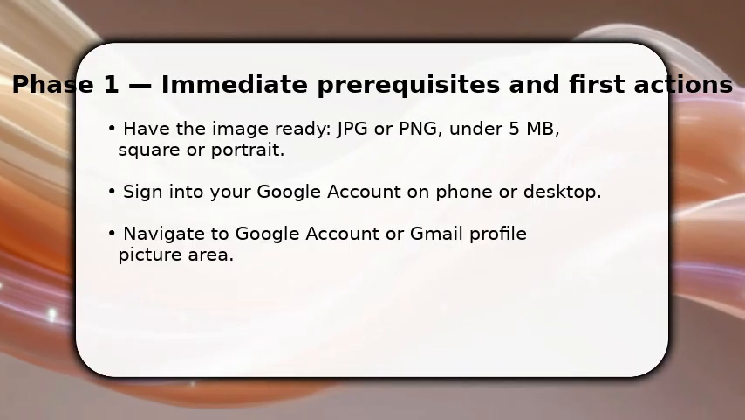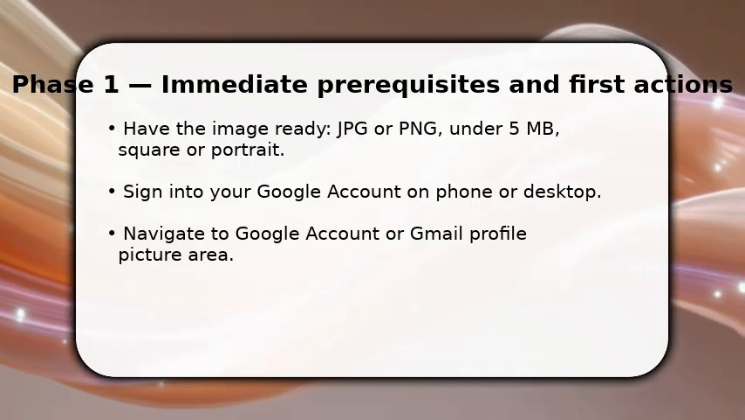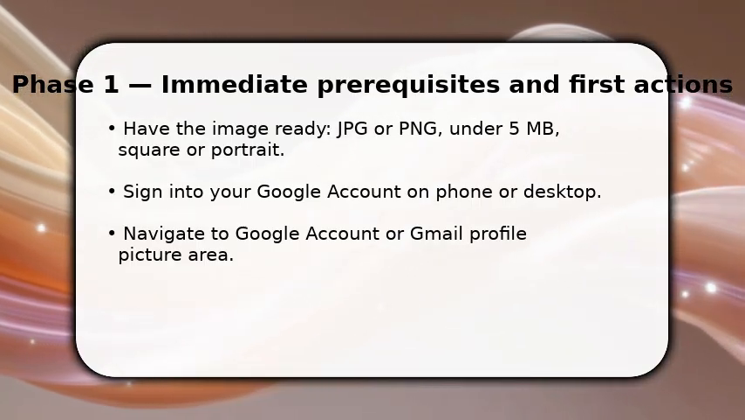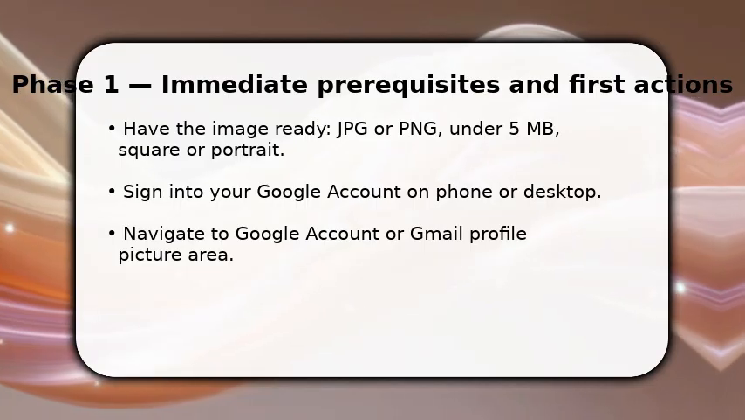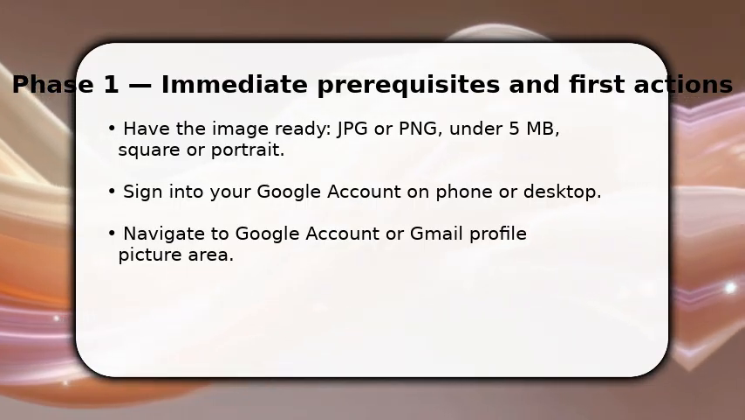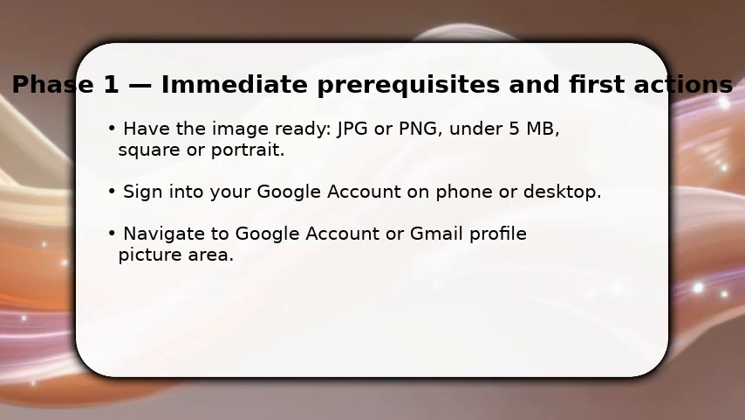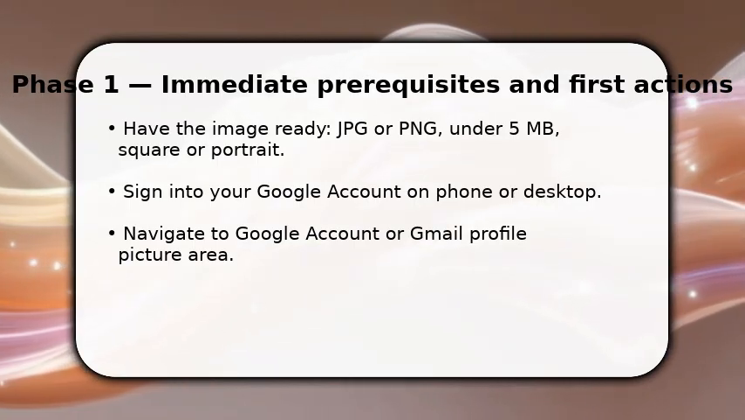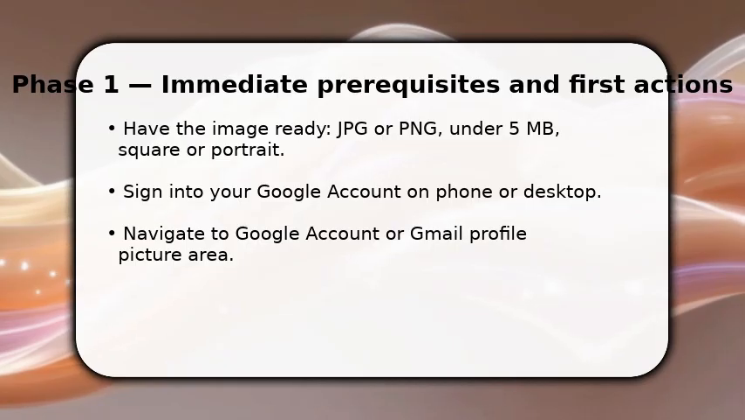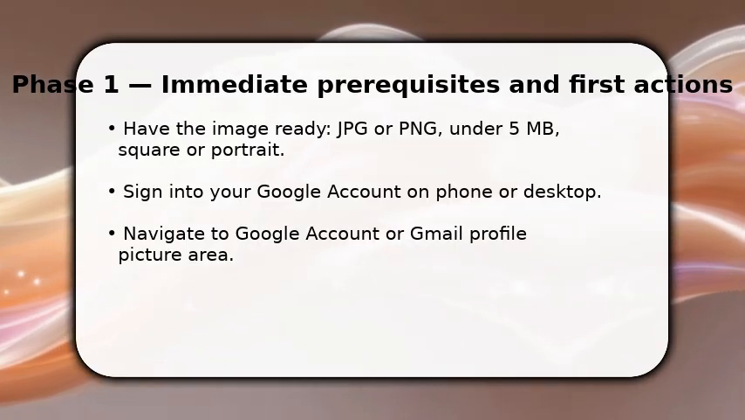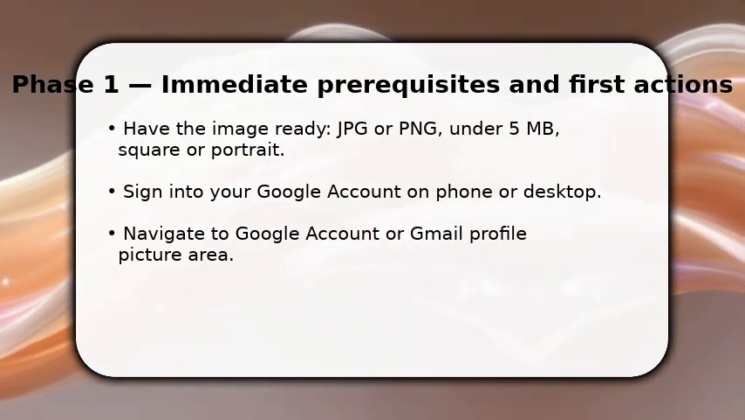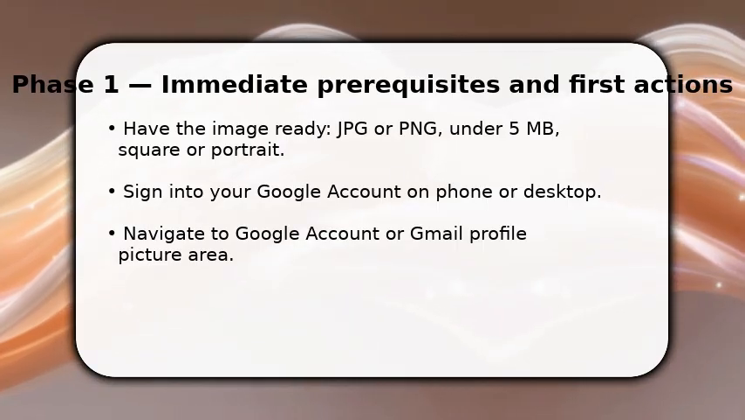You'll begin by preparing the photo and opening your Google account. Make sure the image is JPG or PNG and under 5 MB for faster upload. Once signed in, go straight to your Google account avatar area. In Gmail, click the current picture or go to Accounts.Google.com, choose Personal Info. This first action establishes where the new image will display.